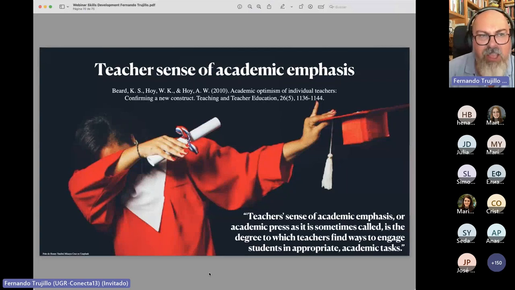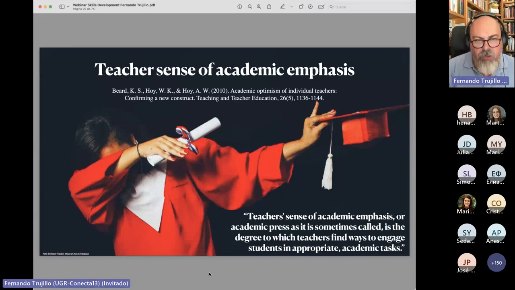And finally, teachers' sense of academic emphasis. And this is the end of this academic optimism factor. Teachers' sense of academic emphasis, or sometimes called academic press, is the degree to which teachers find ways to engage students in an appropriate academic task. It is the way we move our students to the best possible learning outcomes.